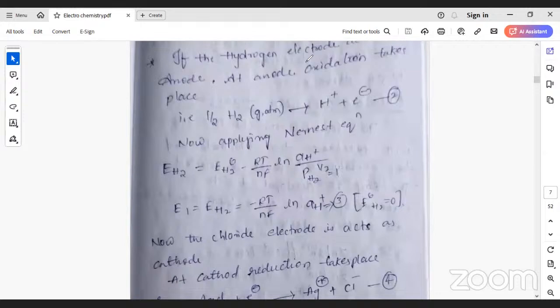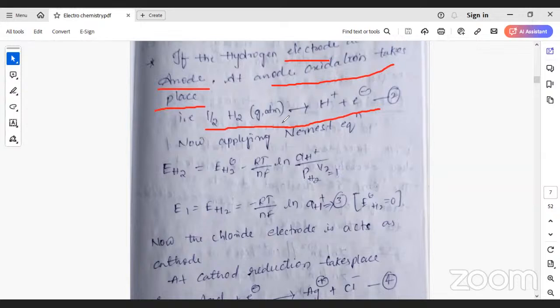If the hydrogen electrode acts as the anode, at the anode which reaction takes place? Always oxidation takes place. How to write the oxidation of the hydrogen electrode? Half of H2 gas atmosphere gives rise to H plus and an electron. Hydrogen has only one single electron. If that hydrogen loses that electron, it can be represented as half of H2 gas gives rise to H plus plus an electron. This is the equation.